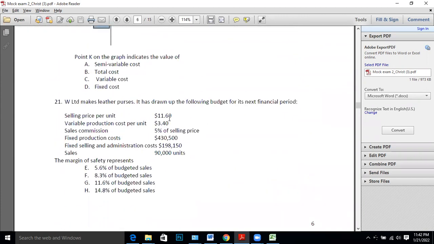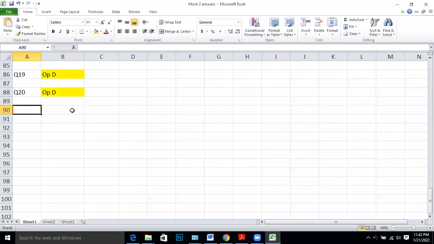W Limited makes leather purses. It has drawn up the following budget. Question is to find margin of safety, selling price, variable cost, variable production cost, sales commission. They have given as a percentage of selling price, which means that is also a variable cost. Others are fixed. So let's find that first. Selling price is 11.6. Then you have 3.4 variable production cost.